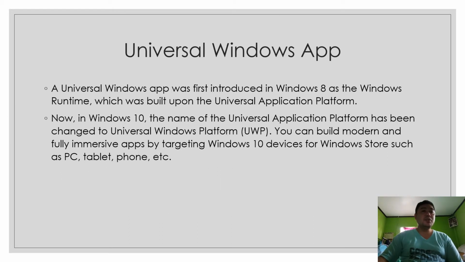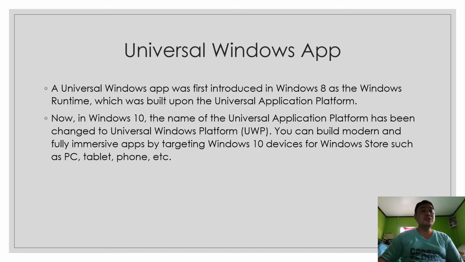The Universal Windows App. A Universal Windows App was first introduced in Windows 8 as the Windows Runtime, which was built upon the Universal Applications Platform. Now, in Windows 10, the name of the Universal Applications Platform has been changed to Universal Windows Platform, or UWP.